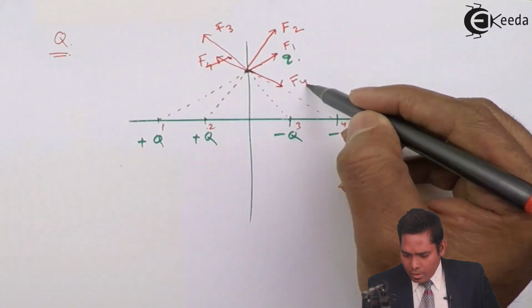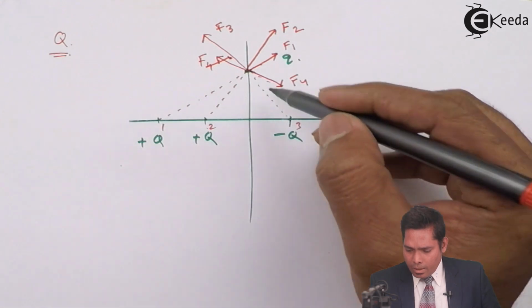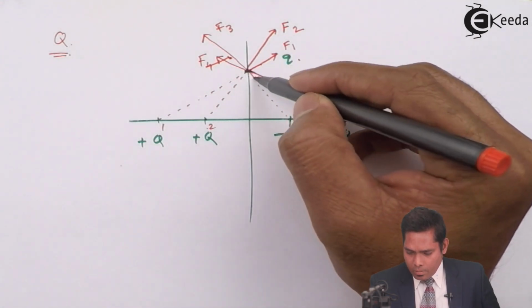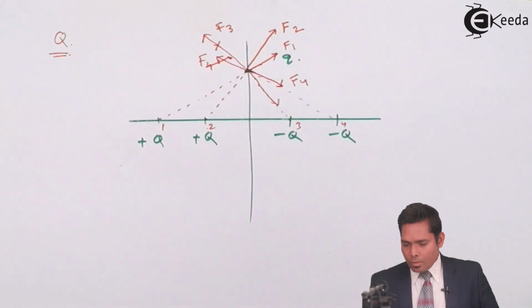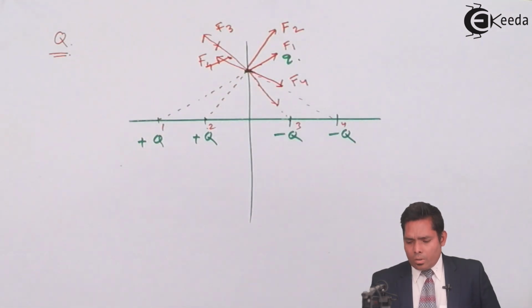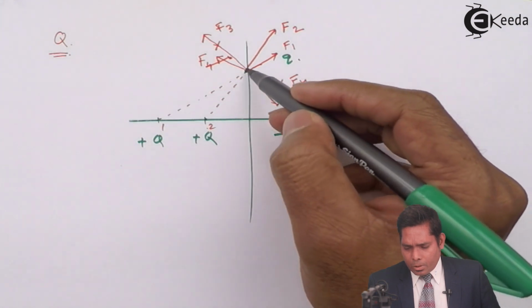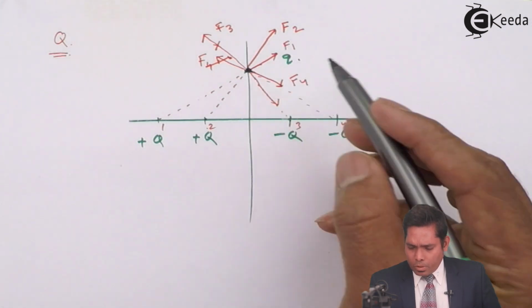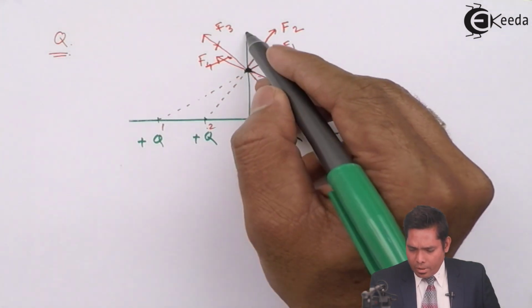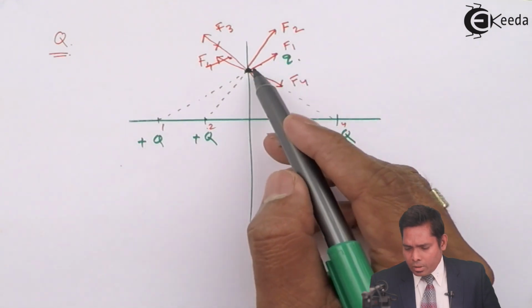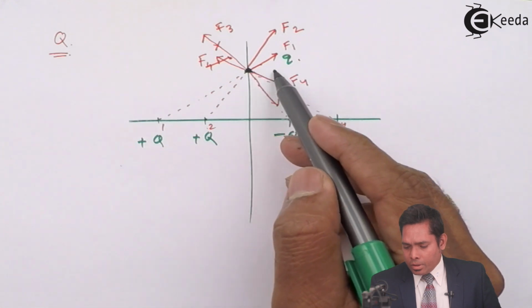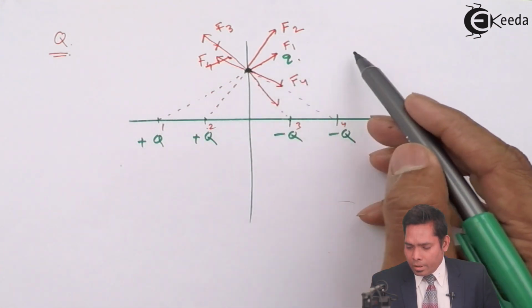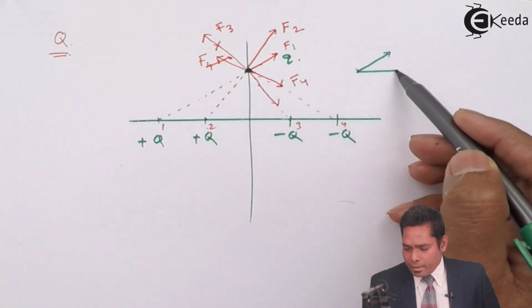F4 will be in this direction. Similarly, this will be in this direction. This is not there. So because this negative charge will attract this positive Q, all these forces you can see are on this side. If you take the components, this will have this component and that component. Each force will have components like that.